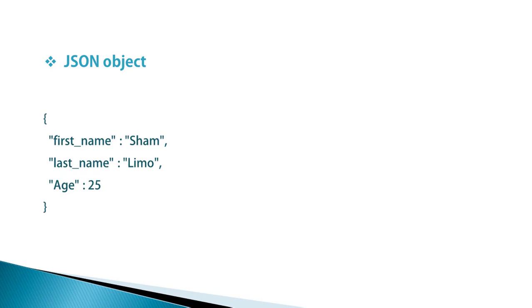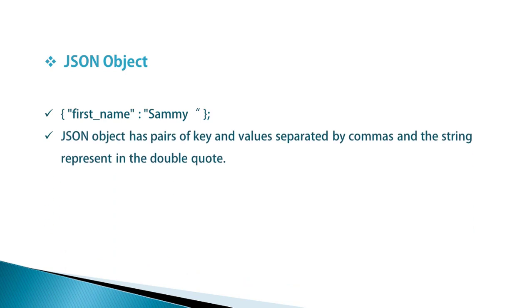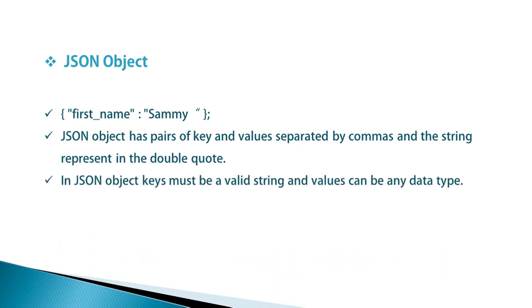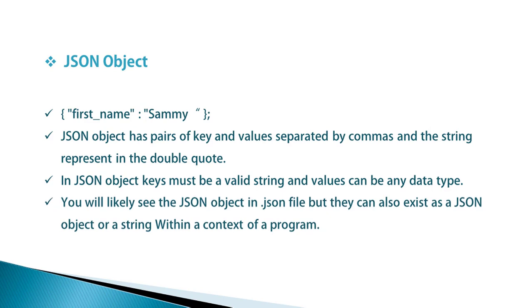JSON object looks like this, right? So the JSON object is identical to the JavaScript object. JSON object has pairs of key and values separated by commas, and the key is a string represented in the double quote. In JSON object, keys must be a valid string and values can be any data type. You will likely see the JSON object in .json file, but they can also exist as a JSON object or a string within a context of a program.